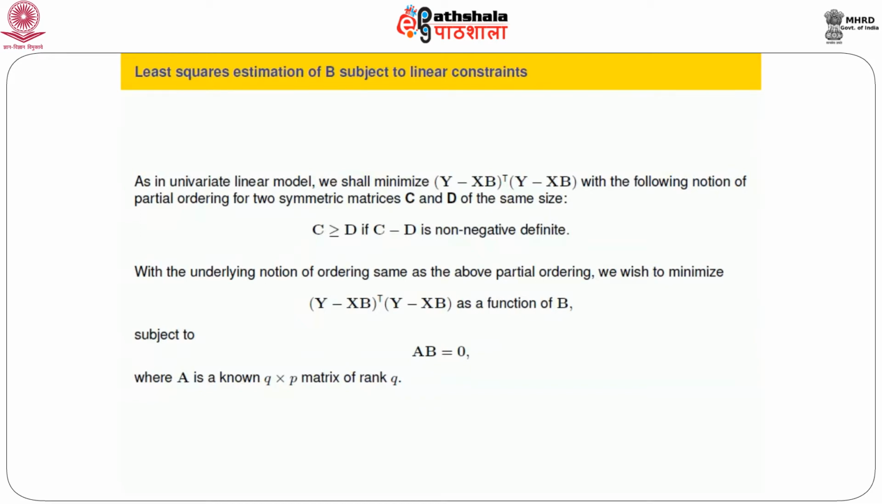Without additional restriction, this problem has already been considered in our first lecture. In this third lecture, we wish to minimize this function subject to AB equal to 0, where this capital A is a known q cross p matrix of rank q. Let us again remind ourselves that we are minimizing this, and minimization implicitly assumes that this is our underlying criterion for comparison.